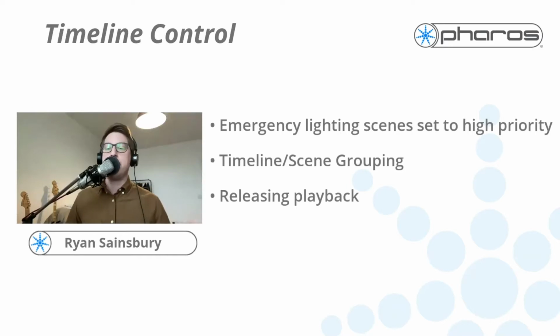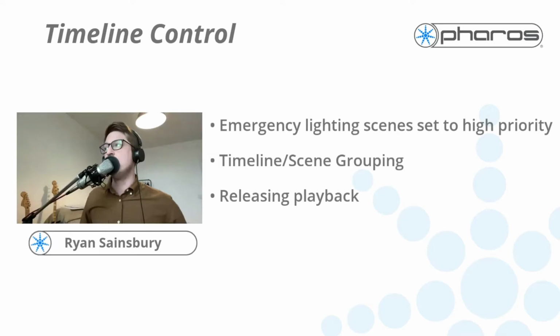And what this effectively means is that if your emergency lighting scene, your timeline is running at a high priority, any other timelines, any other lighting scenes of a lesser priority cannot override that emergency system or that emergency lighting playback, which obviously is very important. So just to recap, we have different priorities within Pharos. There's 5 in total, which I'll show you, and I'll show you how to assign them to a timeline, but just have your emergency timelines set to high, and then any other timelines or lighting scenes set to a lesser priority.